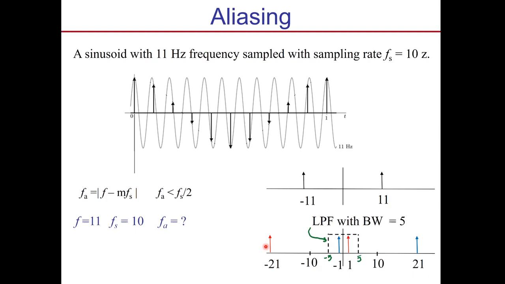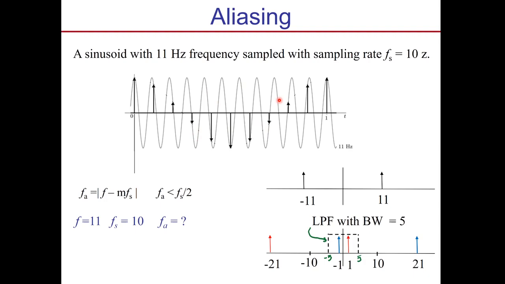Since you sampled at 10, you are assuming your highest frequency is 5 hertz, half the sampling rate. So you're going to take these samples through a low-pass filter with cutoff frequency 5 hertz to reconstruct the signal. But guess what? What's coming out of this low-pass filter is only this 1 hertz and the minus 1 hertz. So the signal you are reconstructing from these samples is not this 11 hertz. It's a sinusoidal with frequency 1 hertz.